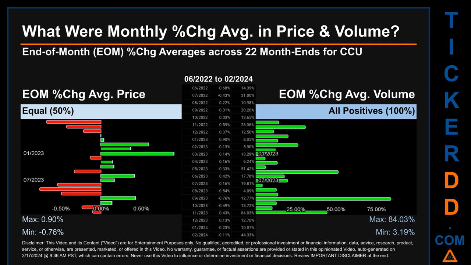Price saw an end-of-month max of 0.90% in average percentage change along with a minimum of minus 0.76%. For volume, the maximum and the minimum monthly percentage change were respectively 84.03% and 3.19%.